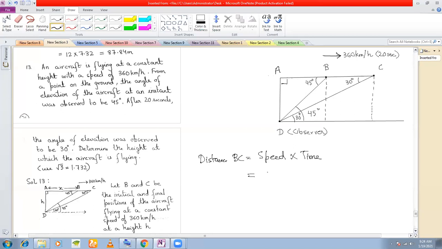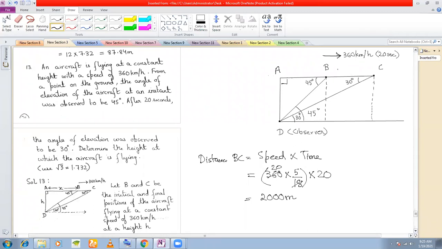Now see that the speed is given to you in kilometer per hour and the time is given to you in seconds. So you better change kilometer per hour to meter per second. You must have done the conversion in class 6 or 7: if you want to change kilometer per hour to meter per second, you simply multiply by 5 by 18. So this gives us our speed in meter per second and the time is 20 seconds. So the entire distance we are going to get in meters. You can cancel and get this to be 2000 meters.